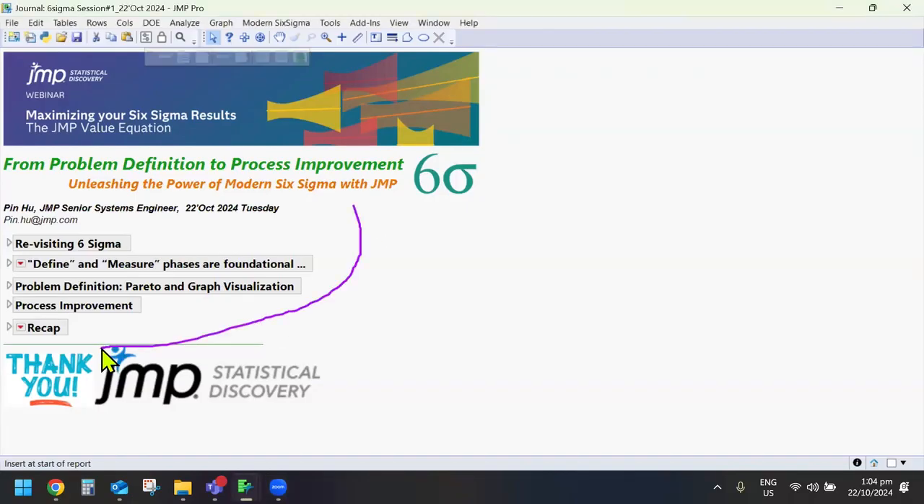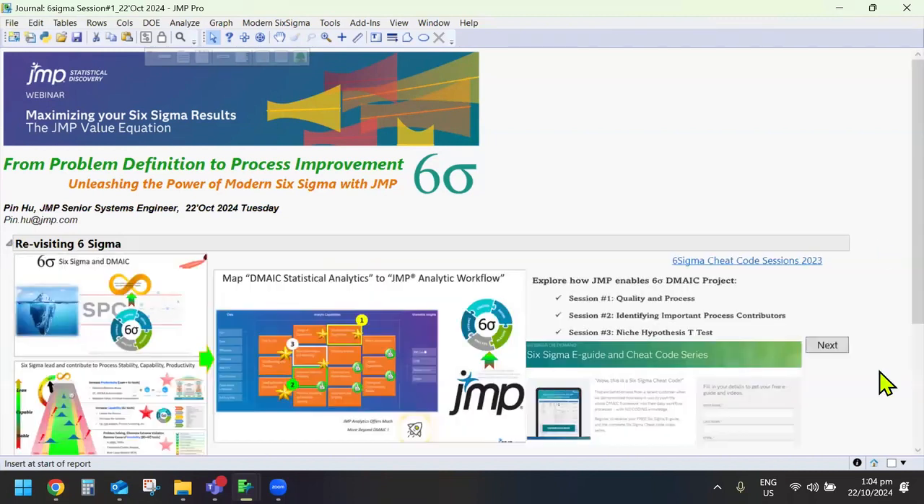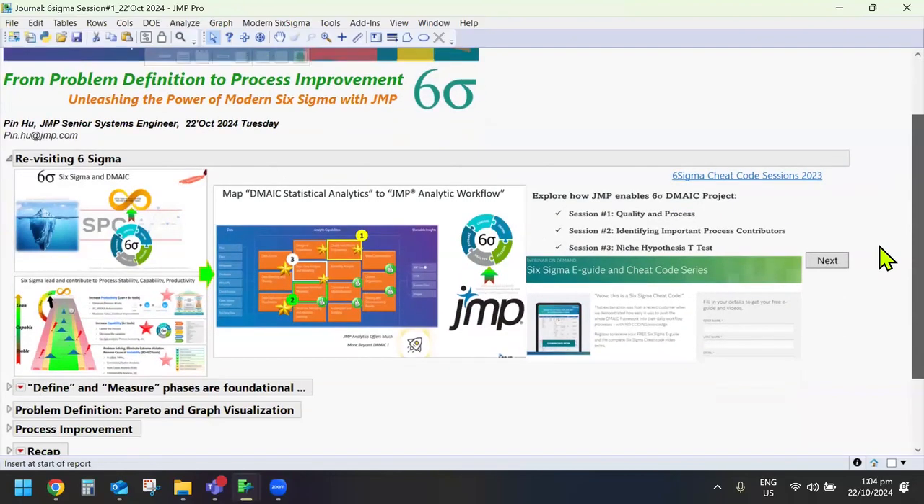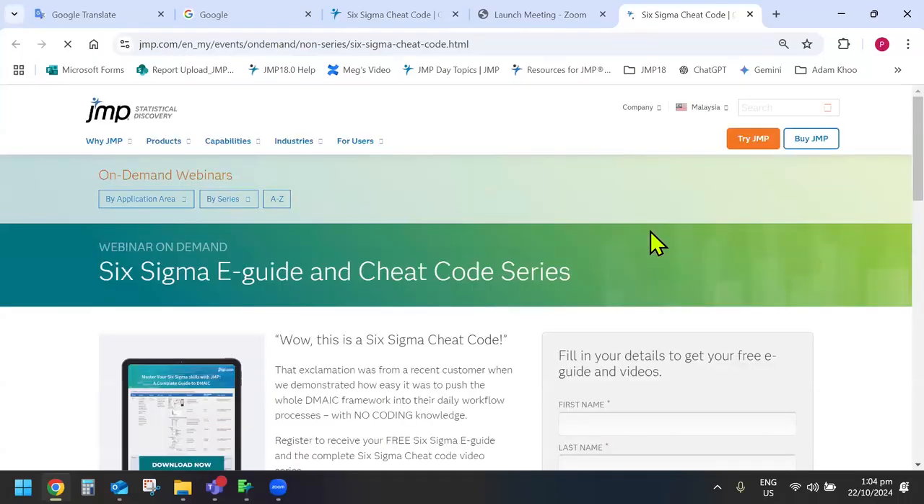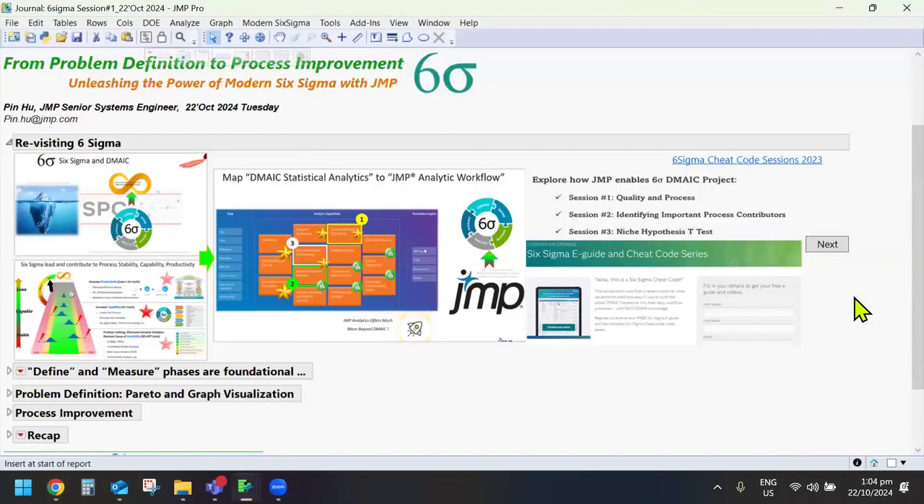So all those will be the contents I'm going to cover in today's session. First, let's revisit Six Sigma. Last year, we talked about Six Sigma and the DMAIC DMAT. We also mapped the DMAIC statistical analytics to our JMP analytic workflow. And we have 3 sessions, which Amanda already put into a website called the Six Sigma Cheat Code e-guide. Feel free to get your free e-guide sessions. Okay, let's move on to today's topic.